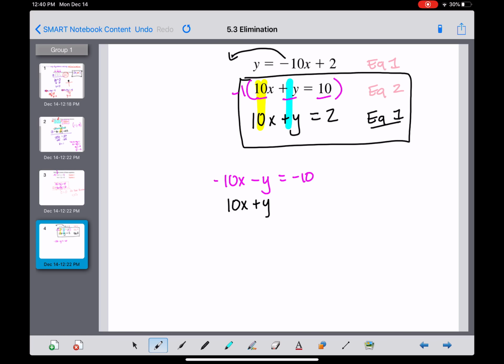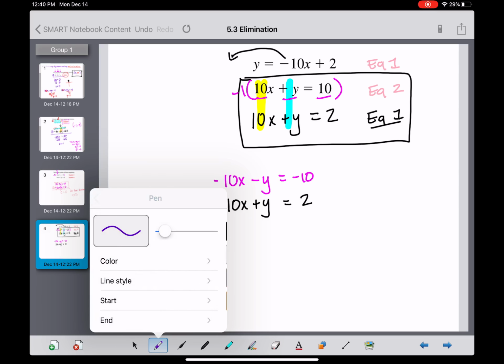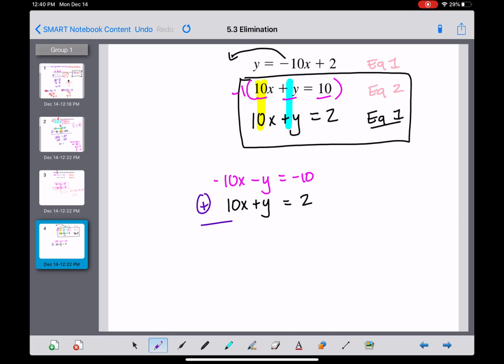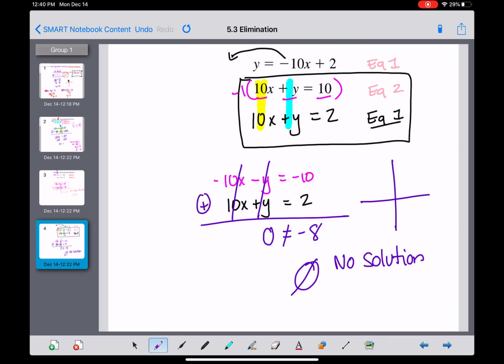And then I'm just going to rewrite equation number 1 again. 10x plus y is equal to 2. I'm going to add my columns together. Negative 10x and positive 10x, eliminated. Negative y, positive y, eliminated. I can't have a blank side though, so I'm going to put the value of 0. The right-hand side does not get eliminated. Negative 10 plus 2 is negative 8. This creates a false statement because 0 is not equal to negative 8. Therefore, our answer is no solution. If I were to graph these two lines on a coordinate plane, the result would be two parallel lines.